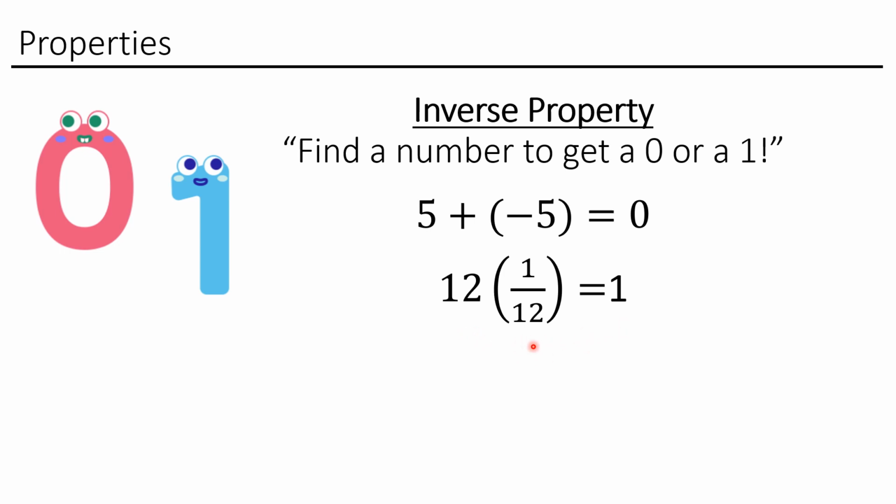All right, so with both of these, notice I'm not disguising 1 in this case. I'm finding another number so that when I multiply these together, I get 1. So that's where these are a little bit different. So that's the inverse property.